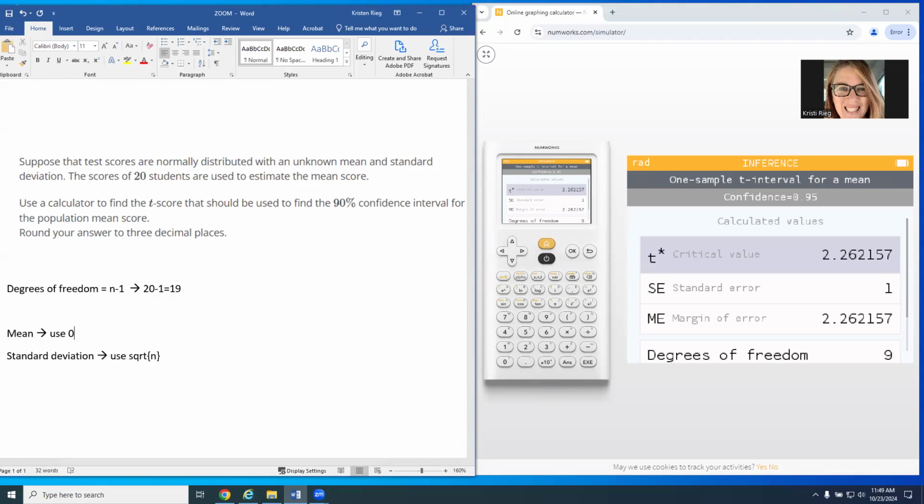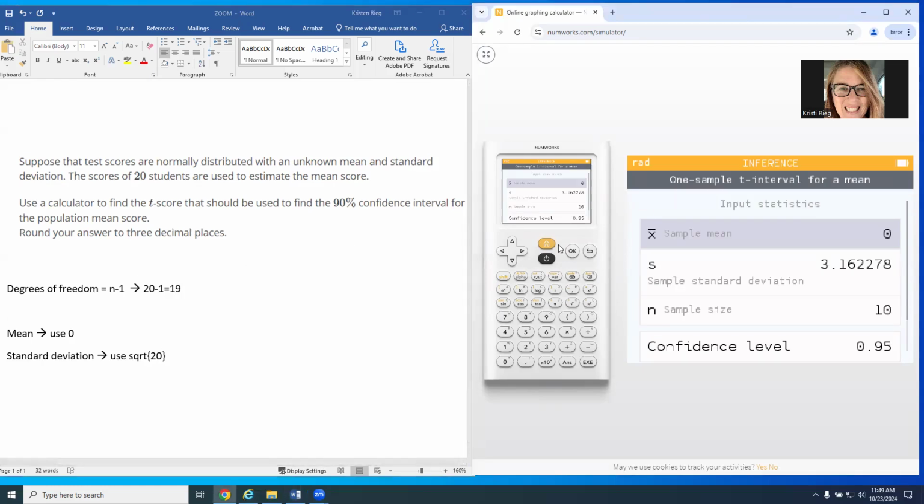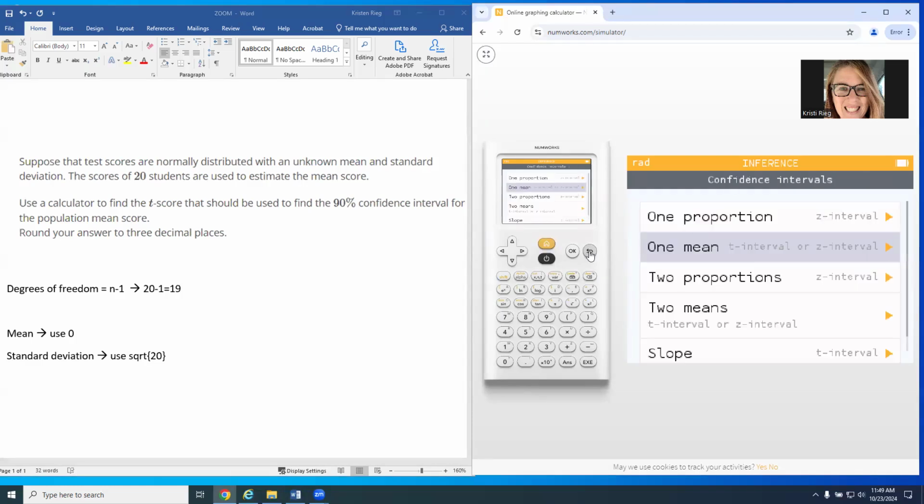For the mean, we're going to use 0. And for the standard deviation, we're going to use the square root of n. Now, I should have written this out last time. This is where people get messed up because they have 19 in their brain, so they want to use 19. But remember, n is actually 20, so we want to use 20 right here. So I'm going to go back to the beginning just to remind you where we came from.